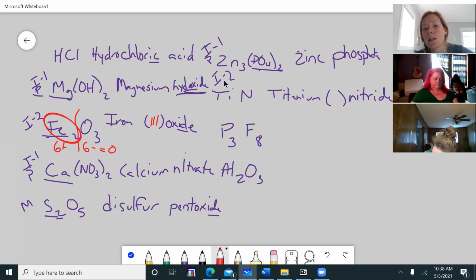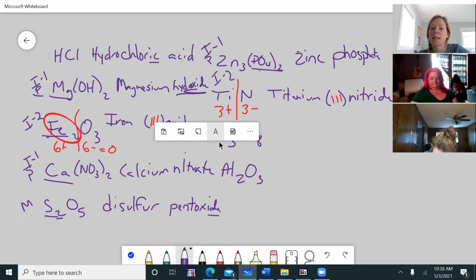Which one are we specifically looking at? Well, let's cut it in half. Whatever the charge is here, this has to be equal and opposite. Nitrogen is always a 3-. And how many do we have? We just have 1, so it's 3-. So this has to be a 3+, and there's only one of them. So the single titanium takes the entire 3+ charge. So this becomes titanium(III) nitride.